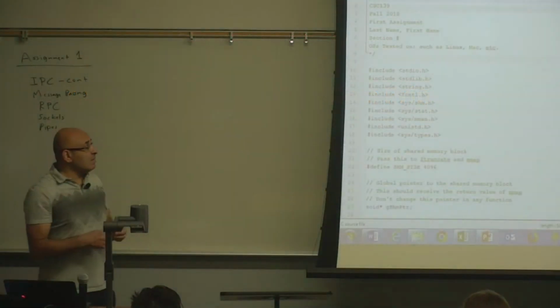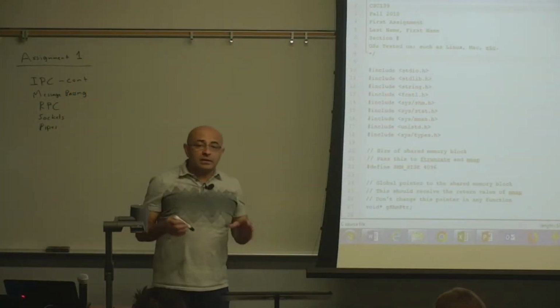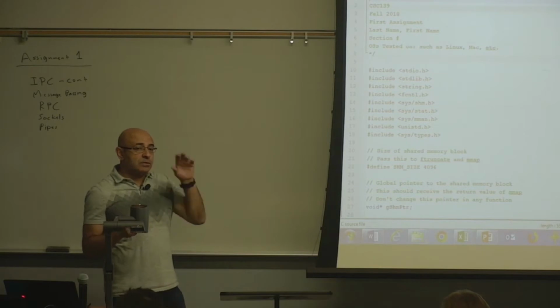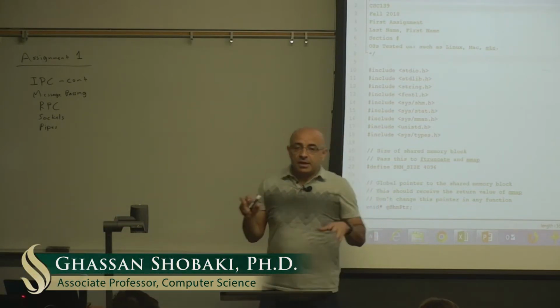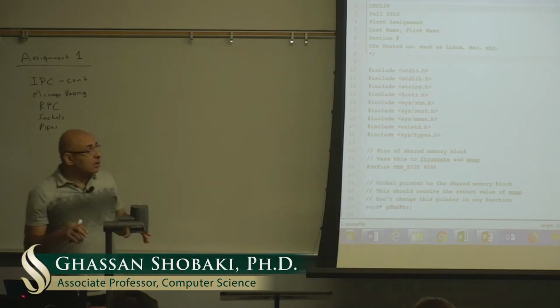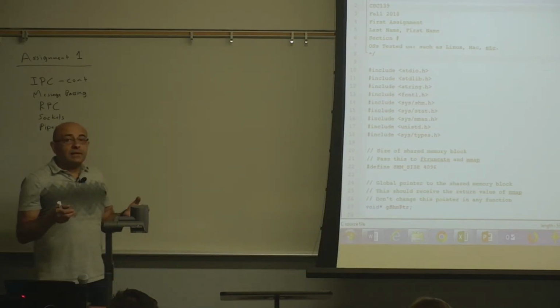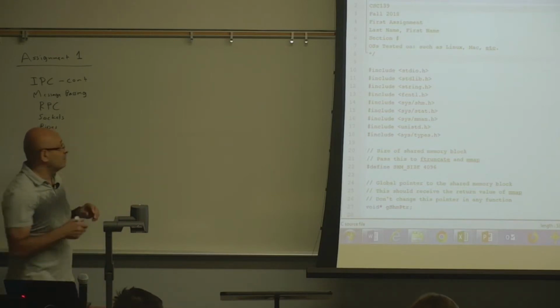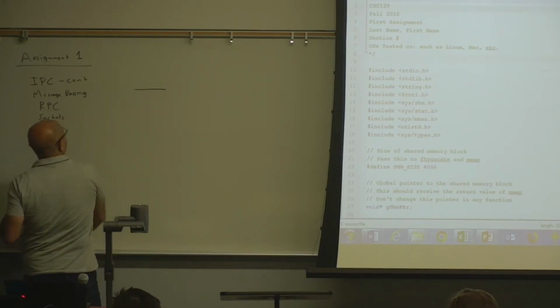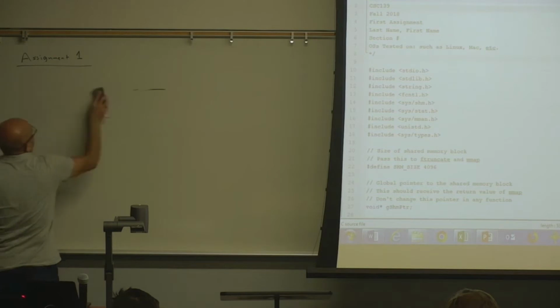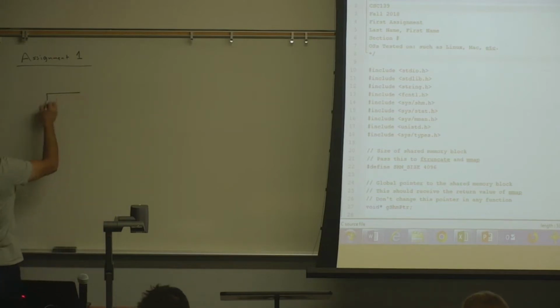Okay, so assignment number 1. The idea is we have a producer and a consumer. These are two separate processes, and they are running concurrently, and they are communicating through a shared memory buffer. So there is a buffer. There is a shared memory buffer that this producer and consumer are using to communicate.